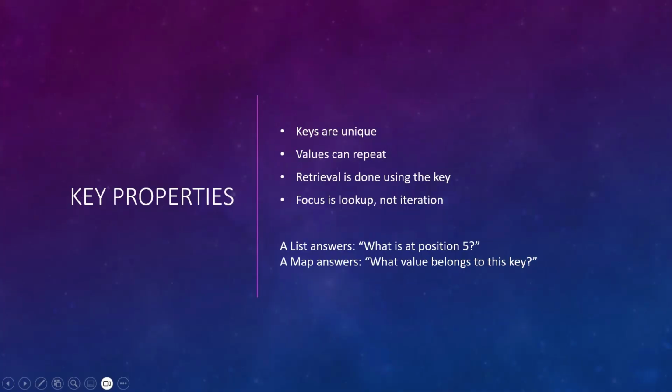Keys are unique. In maps, values can repeat, but the keys are unique. You cannot have two identical keys, but you can have multiple identical values as long as those values map to different keys. Retrieval is done using the key, and we focus on lookup, not so much on iteration. A list answers, what is at position 5? But the map wants to know what value belongs to this key. What is Alice's phone number, for example, from the last slide?